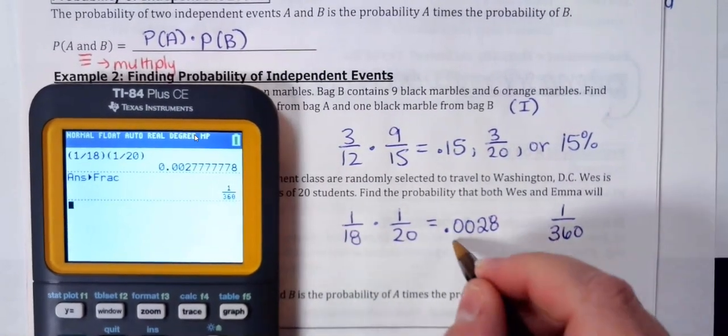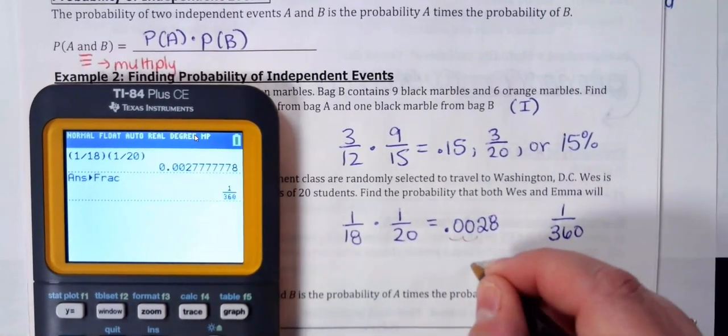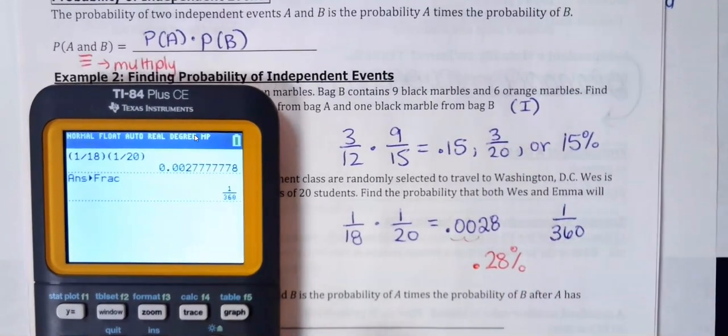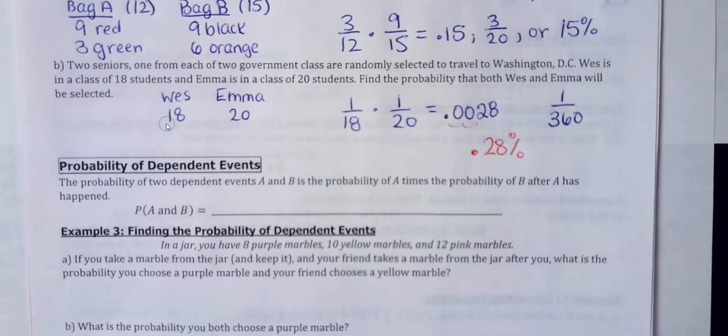If you did this as a percent, this is a super, super tiny number. If you do this as a percent, you'd scooch your decimal place over 2 spots. It would not even be 1%. It would be 0.28 as a percentage. Super small likelihood that these 2 people would specifically be chosen out of their classes to go on this trip. Is anybody having a question about the multiplying for and statements? Okay, now the probability of dependent events with your and is very similar.